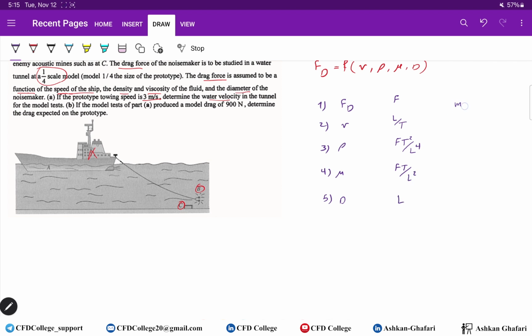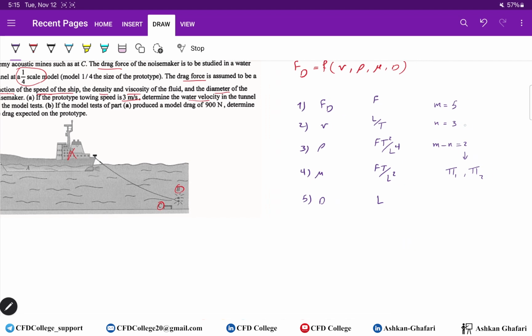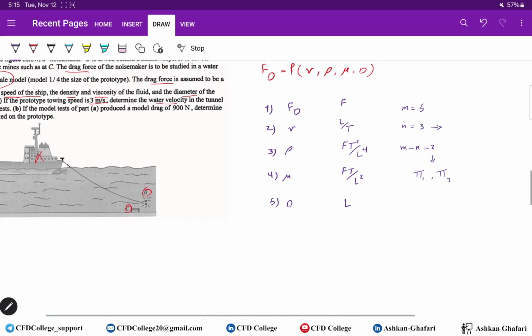So m is 5, FLT, n is 3, m minus n is 2, so we have pi 1 and pi 2. And since n is 3, we should pick 3 parameters, 3 quantities. Rho, v, and d are the ones that I picked here. Rho, v, and d. So rho is gone, v is gone, and d.